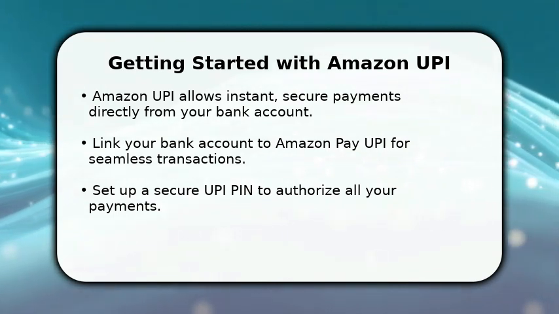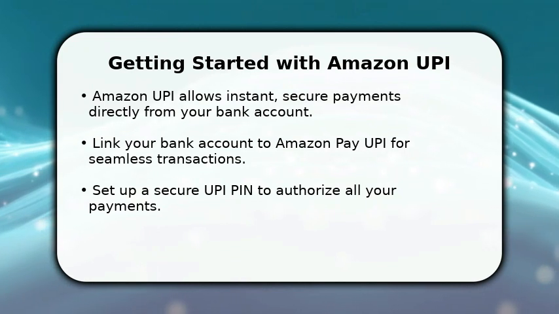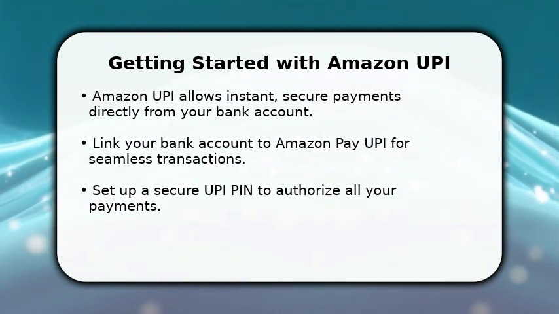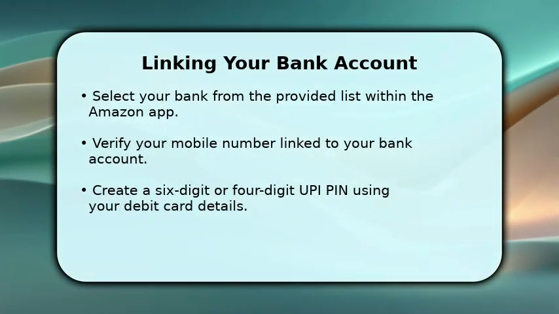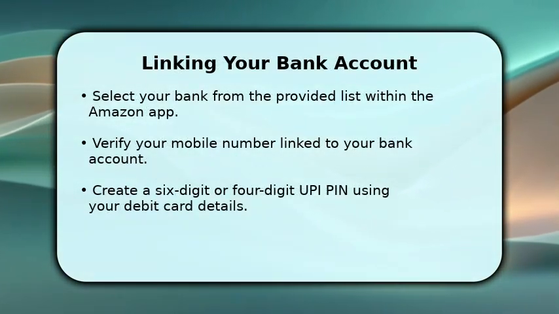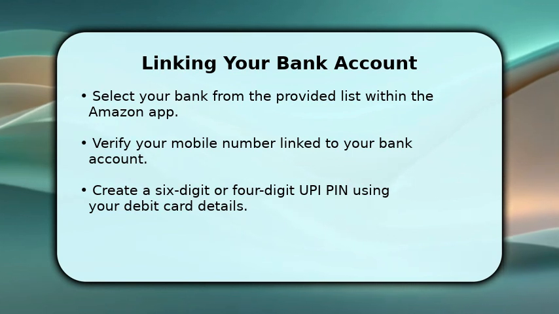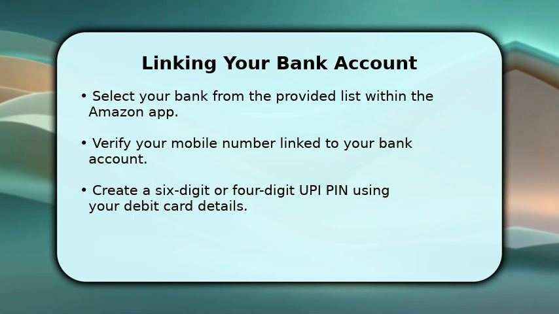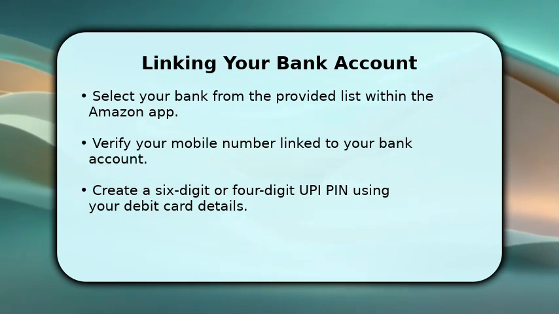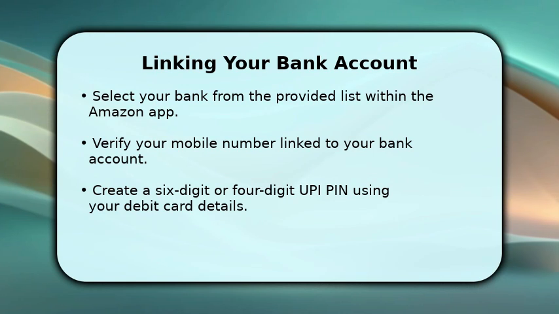Make sure you have your bank account details ready, as well as your registered mobile number, to complete the setup in just a few simple steps. To link your bank account, open the Amazon app and tap on Amazon Pay. Then, select the Amazon Pay UPI option. You will see a list of banks. Choose yours. The app will automatically detect your mobile number, which must be registered with your bank.